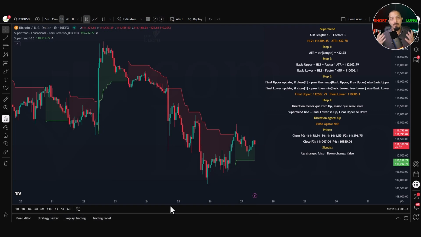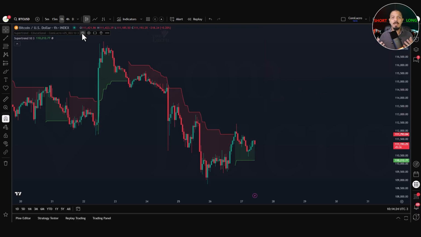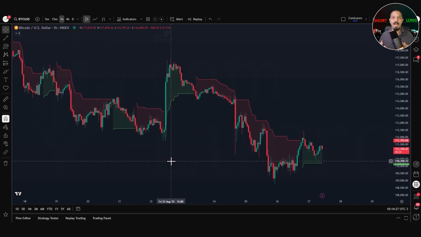This step-by-step breakdown makes Supertrend far more transparent. Instead of just seeing a line change color, you now understand what's happening behind the scenes, how each component of the formula responds to volatility, price direction, and past data. For any trader who wants to move beyond just following signals and actually understand them, this kind of breakdown is essential.